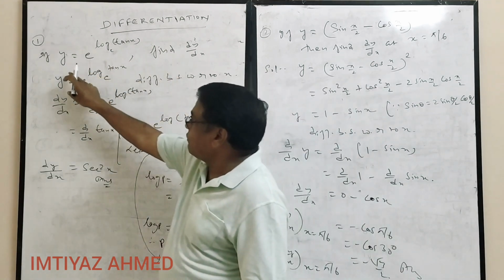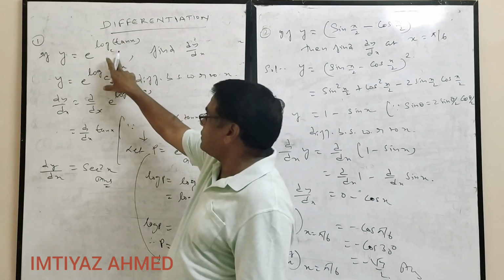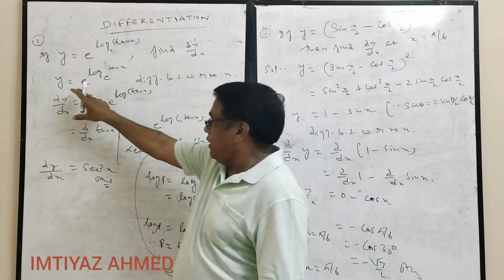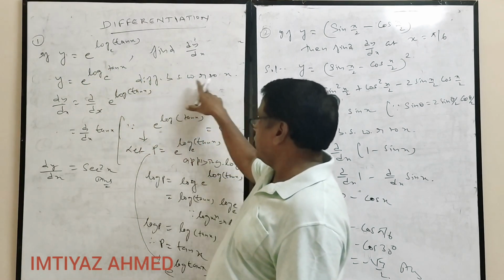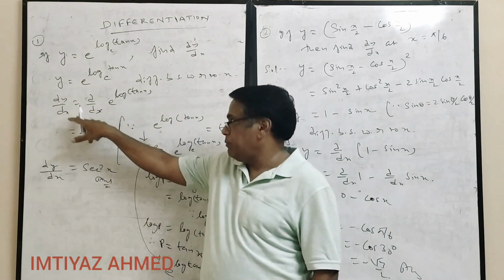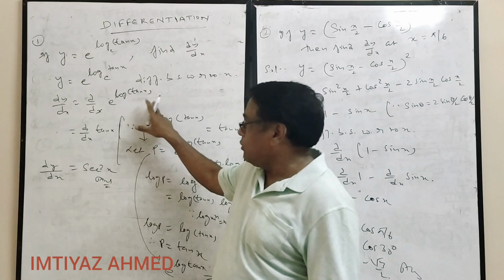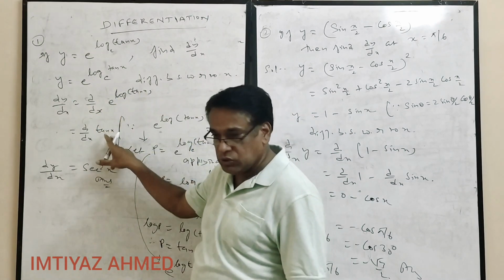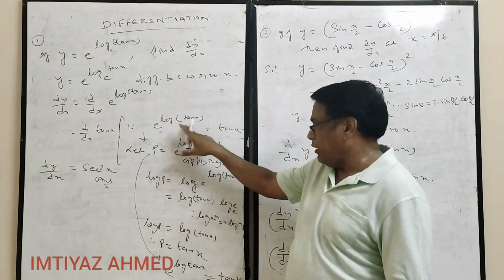We have taken here, it is given, if y is equal to e raised to the power log tan x to the base e, find dy by dx. So we have taken y is equal to e raised to the power log tan x, differentiating both sides with respect to x. So this becomes dy by dx of e raised to the power log tan x. Now the value of this e raised to the power log tan x will be tan x. How? Just see that.